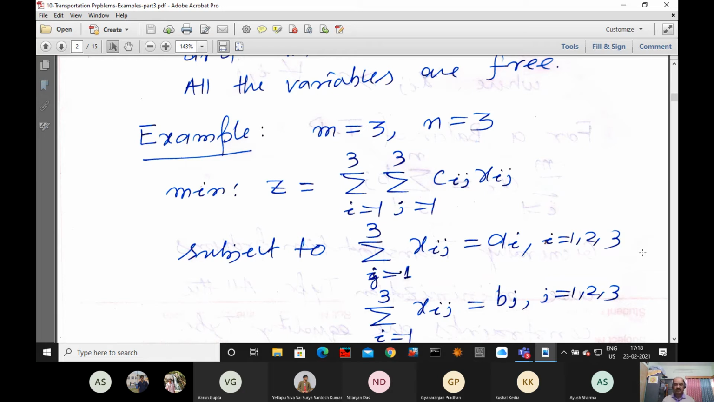That is special. So now, with respect to this problem, mathematically you can write: minimize z equal to summation over i varies from 1 to 3.